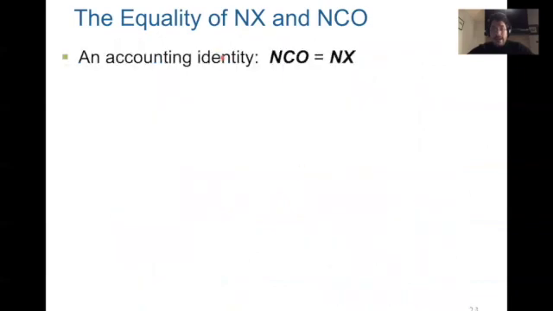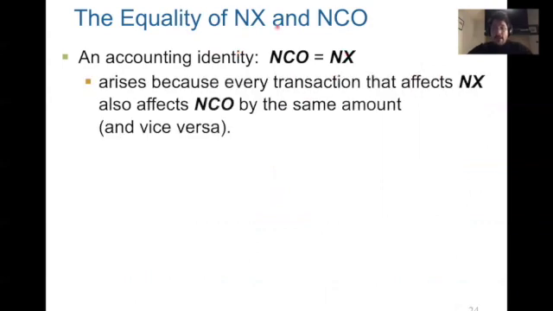So this is an accounting identity. Net capital flows, by the national income account identity, is always equal to net export. And it arises because every transaction that affects net export, like Apple selling a PC in Europe or a firm from Tuscany in Italy selling a Chianti in California, will also trigger some exchange of money that is captured by the net capital outflows.